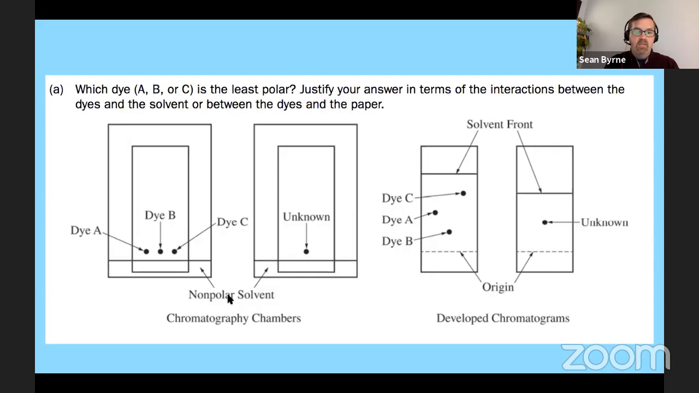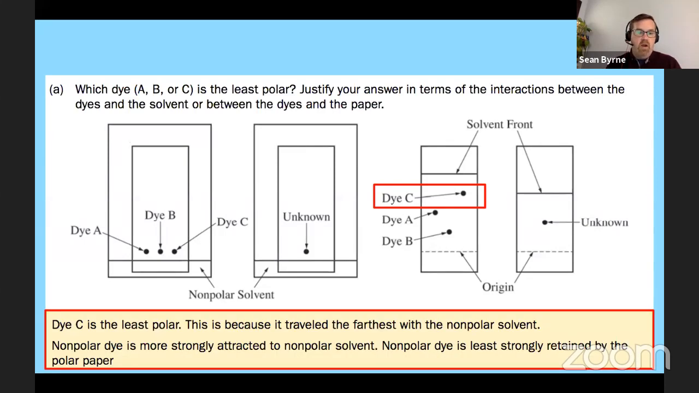Sometimes I like to think about it as which is the most non-polar, which is going to be most attracted to this solvent, right? So the one that's attracted to the solvent most would be dye C. It travels the furthest with this nonpolar solvent as it travels up the paper. Dye B was not as attracted to the nonpolar solvent, or was more attracted to the paper, which we were told was polar, and so it didn't travel as far up the paper. So our good response here would be dye C is the least polar.